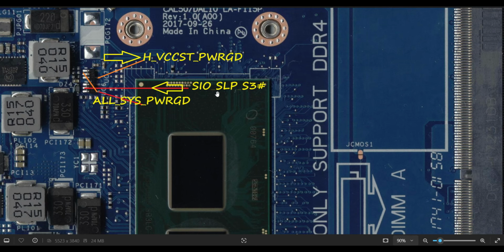See, now the SIO underscore SLP underscore S3 hash has released from the PCH. Next, what it will do? It will go to UC6. It's a 5-leg IC. That as an enable signal it will go, and from that the output will release as all system power good. See, till here what the motherboard will teach is all related basic voltage, always voltage, and what are the RAM related voltage, everything is good.